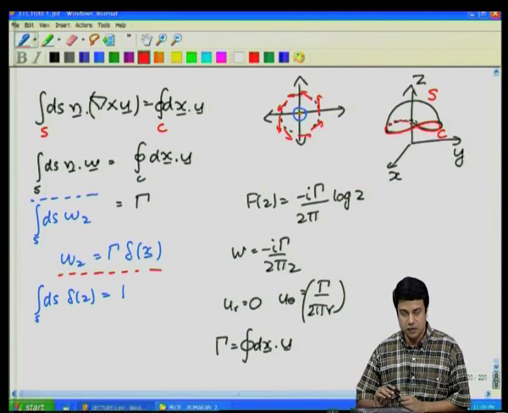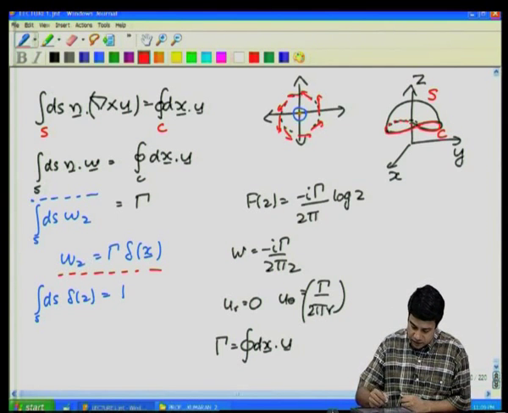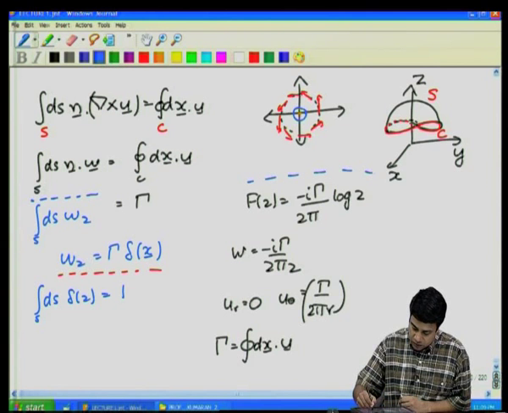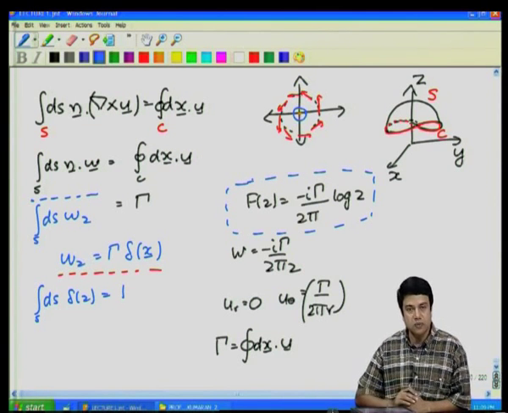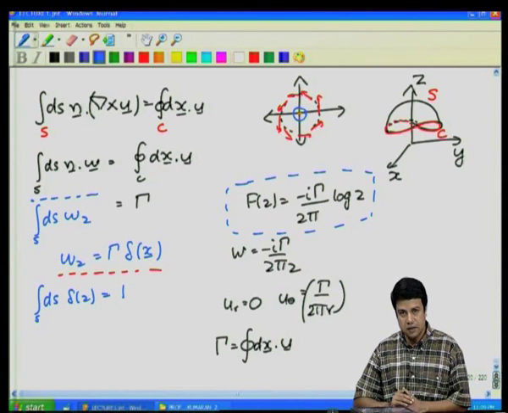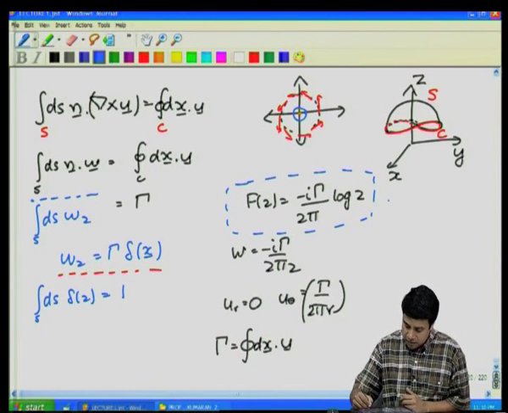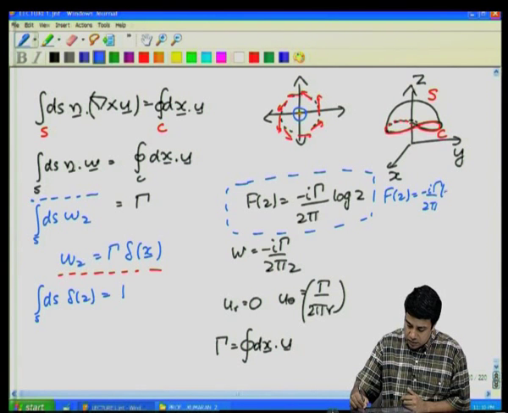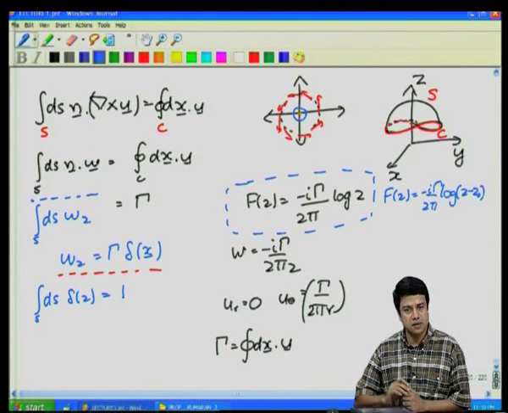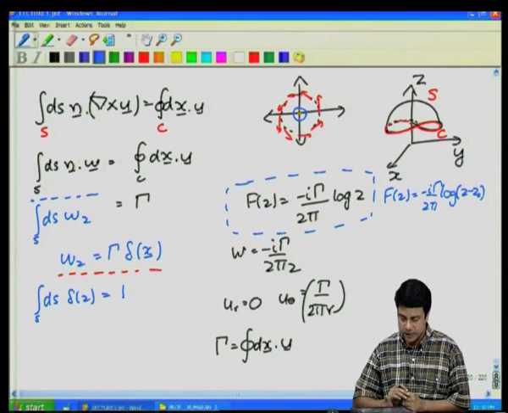So this potential function, f of z equal to minus i gamma by 2 pi log z, corresponds to a line vortex at the origin. Of course, you can have a line vortex at other locations as well. In that case, f of z would be written as minus i gamma by 2 pi log of z minus z naught, where z naught is the location of the vorticity. So you just shift the origin to that particular location. So this is a 2-dimensional line vortex.